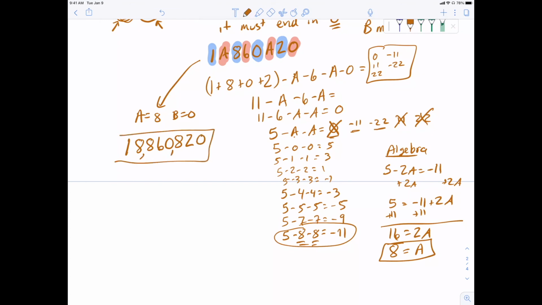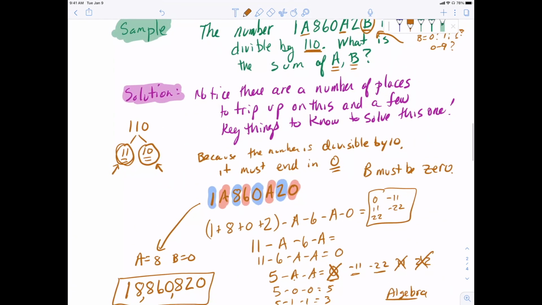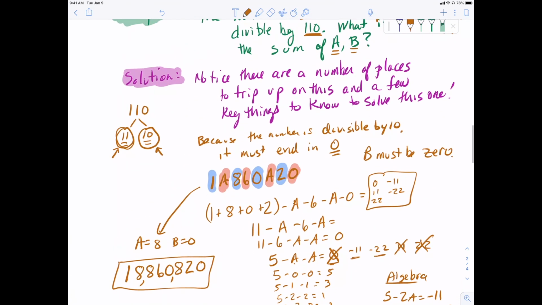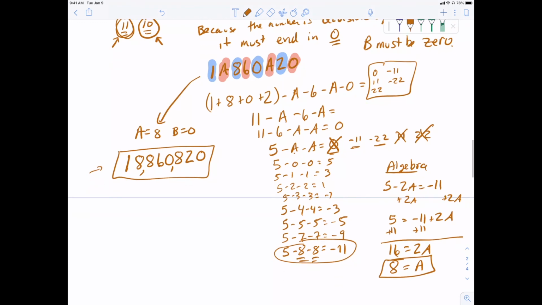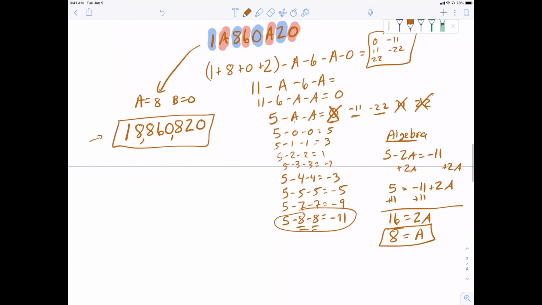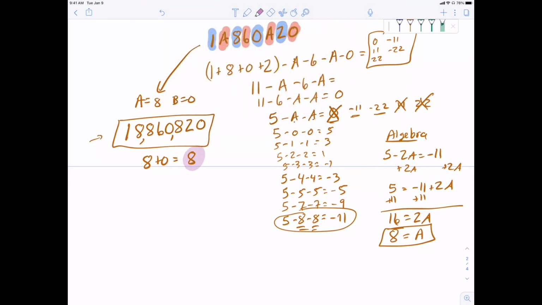So that's my number, but let's go back and look at the problem. And the problem says, what is the sum of A and B? So make sure we're always looking for what they're asking, because the answer isn't 18,860,820, because they weren't asking for the number. They were saying, what does A plus B equal? So 8 plus 0 equals 8. So our answer to this problem, and put it in pink, our answer to the problem is 8.